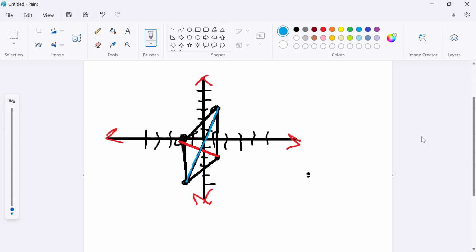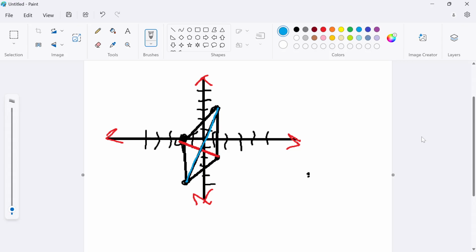To show that they bisect each other, there's a simple way to do it, which is find the midpoint of each one of those diagonals. And if the midpoints are the same, then they bisect each other. That's the easy way. Sometimes I show people the hard way to do it. It's too hard. This is the easy and quick way.